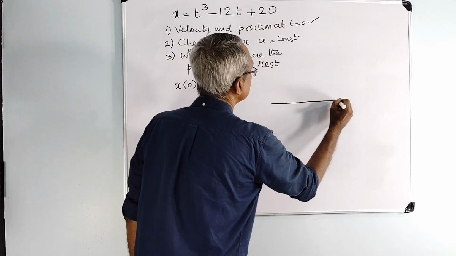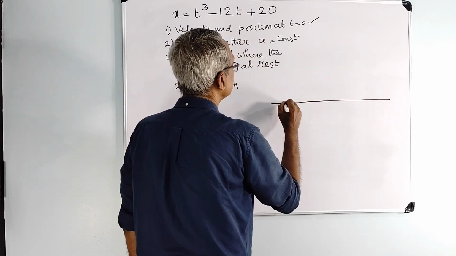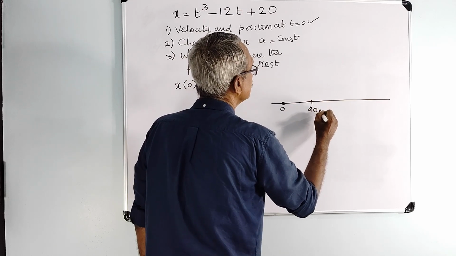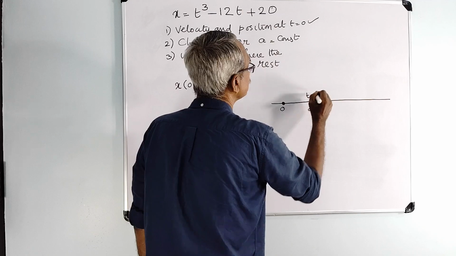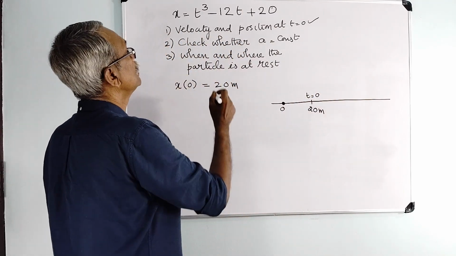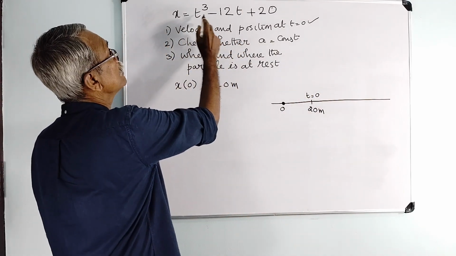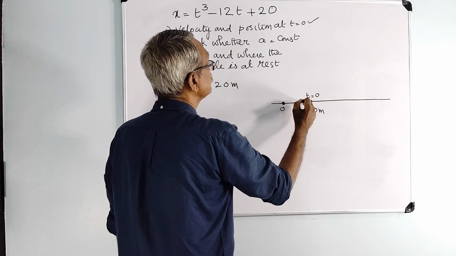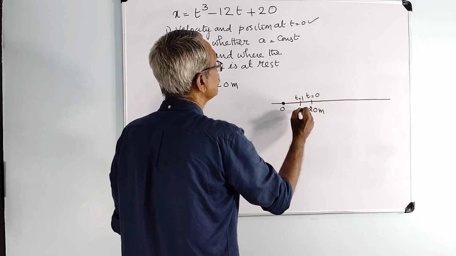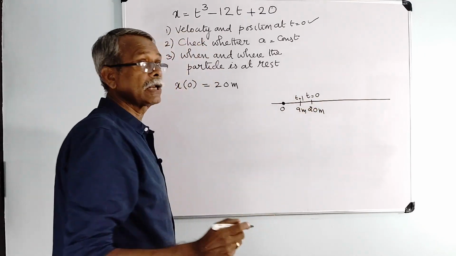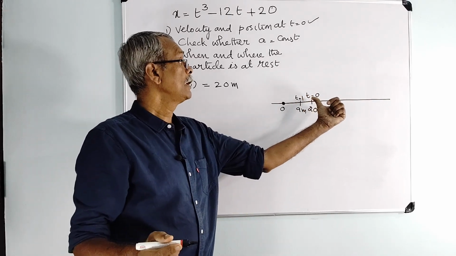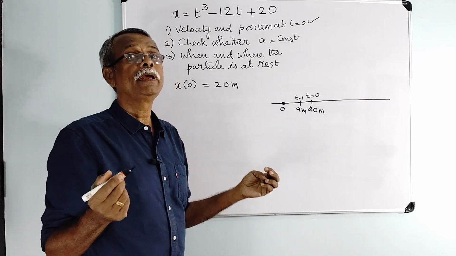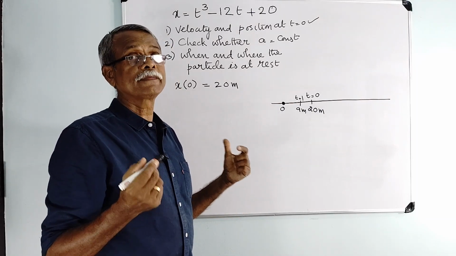Therefore, if this is the axis, this is 0, this is 20 meter, this is t is equal to 0. At t is equal to 1, this is 21 minus 12, that will be 9 meter. This clearly tells you that the particle is moving towards the left. Therefore, we expect a velocity to be negative. Let us calculate that.